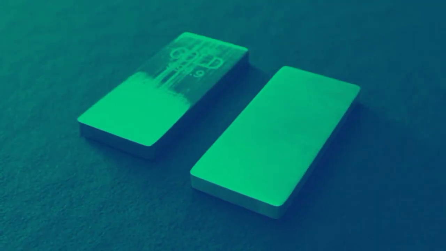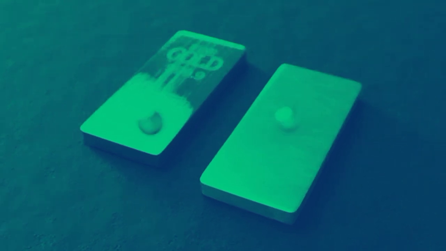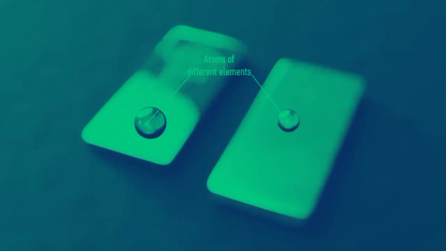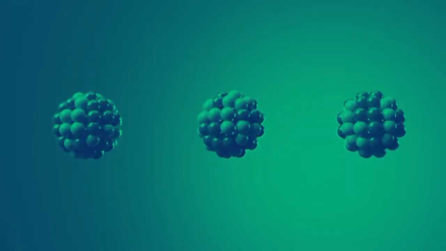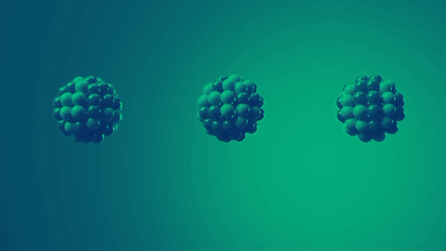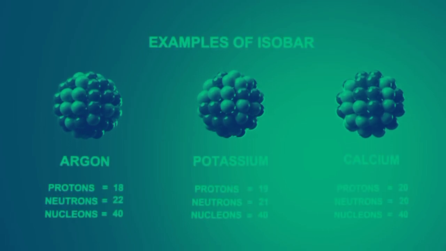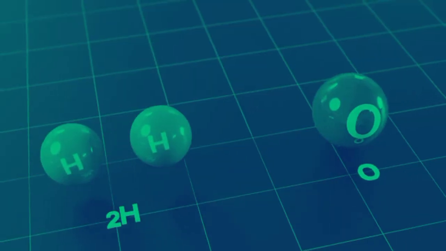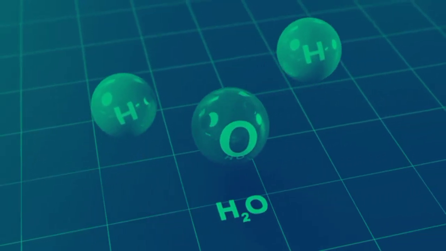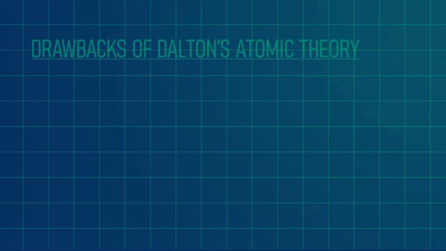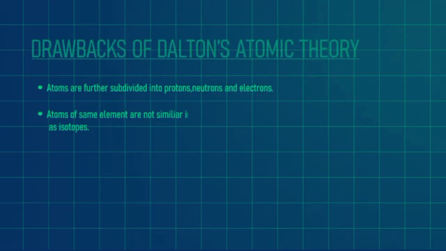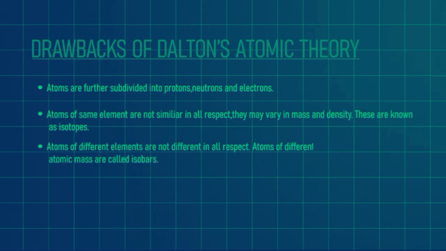Dalton also stated that atoms of different elements are different in all physical and chemical properties. Later, this was also proven wrong because of the existence of isobars. Isobars are atoms of different chemical elements that have the same number of nucleons. According to Dalton, atoms combine in whole number ratios to form stable compounds. Dalton's atomic theory, despite its limitations, remains a great achievement, and we must appreciate Dalton's work.